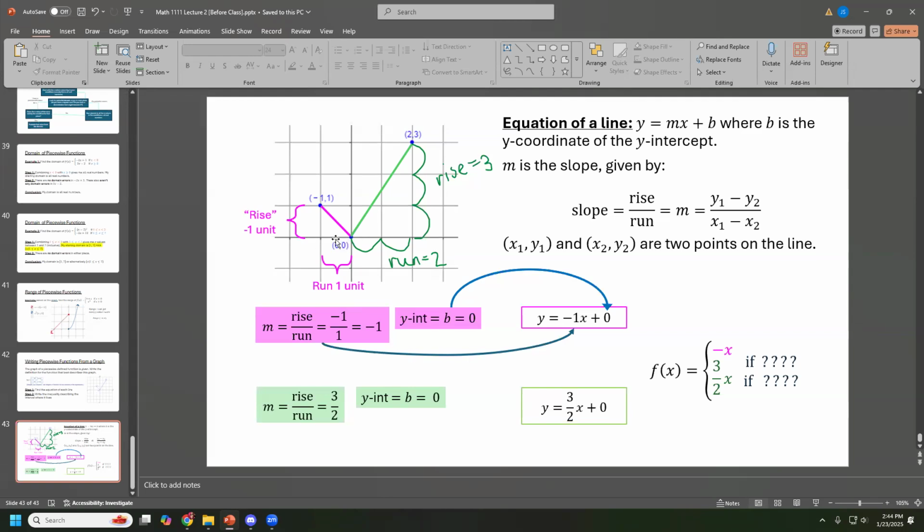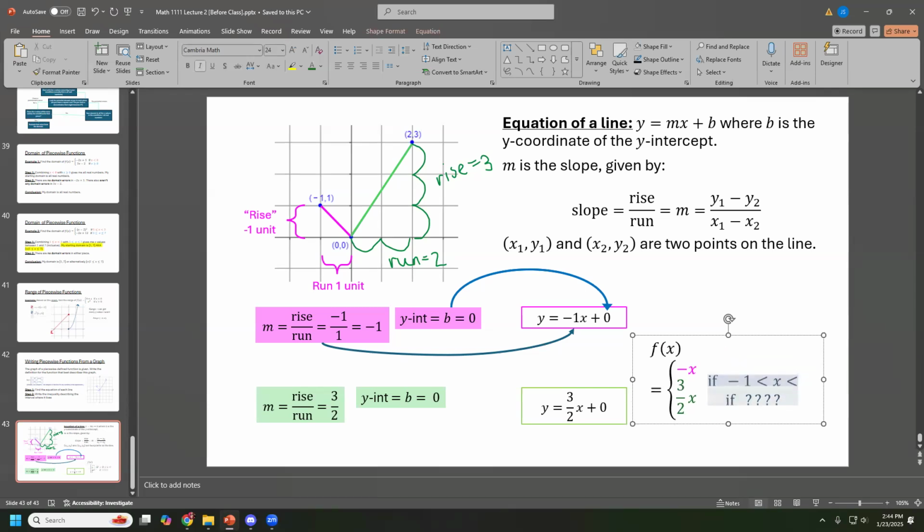So this little range of x values in between these two, this is from negative 1 to 0. I use this line only in this little span. So I'm going to say if negative 1 less than x less than 0.